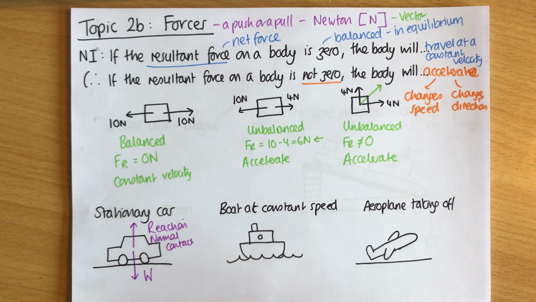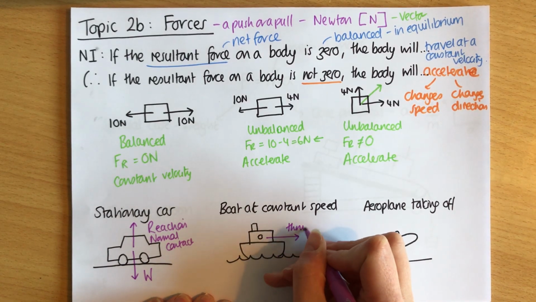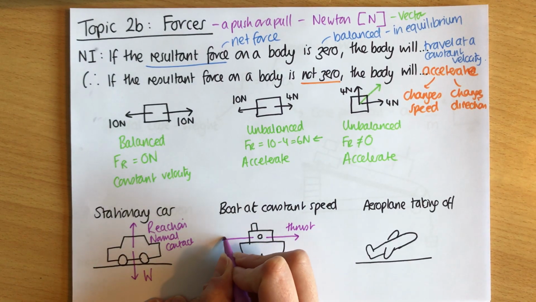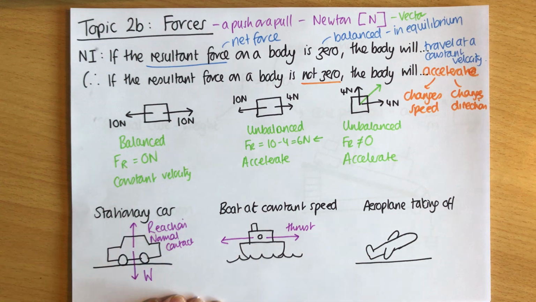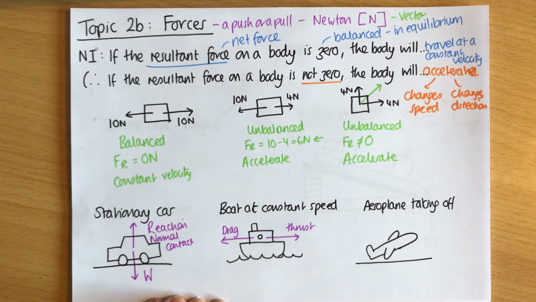Now here I've got a boat travelling at constant speed, so once again the forces are balanced, but this time if it's travelling at a speed there must be a force pushing it forwards, which I'm going to call the thrust of the engine or the engine force. Now there must be a force balancing that out if it's travelling at a constant speed, and that force will be a combination of lots of different types of friction. There'll be air resistance, there'll be water resistance, so we can put them all together in something called drag. It's like an umbrella term.